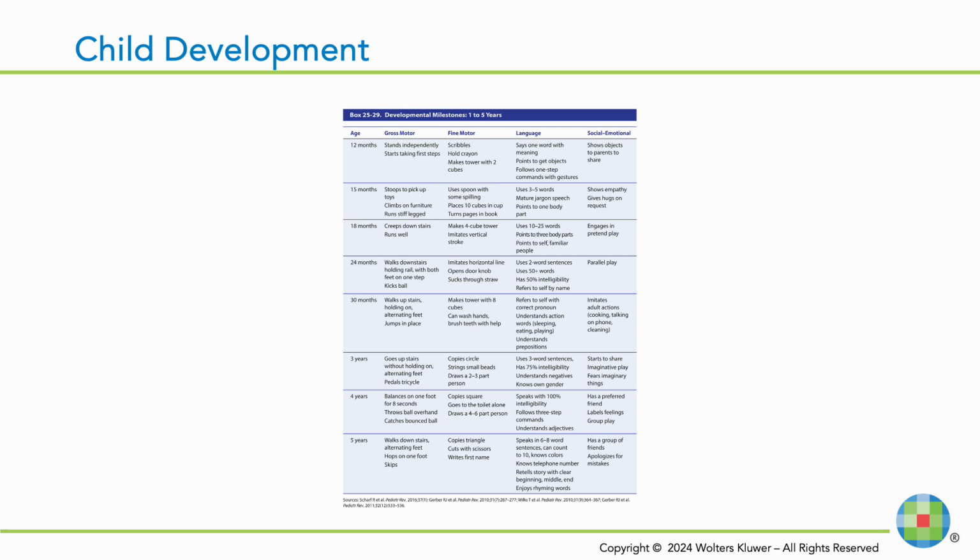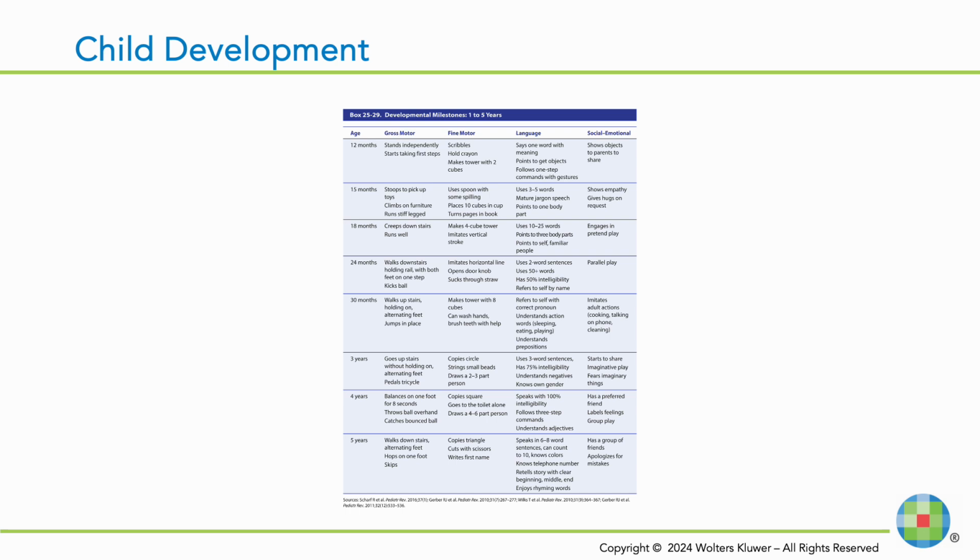Some more developmental milestones from 1 year of age to 5. And we've talked about that 1 year of age. Standing independently, starting to take those first steps, scribbling, holding a crayon, stacking blocks to make a small tower, saying one word repeated with meaning, pointing, following one-step commands with gestures, showing and displaying objects to parents to share.